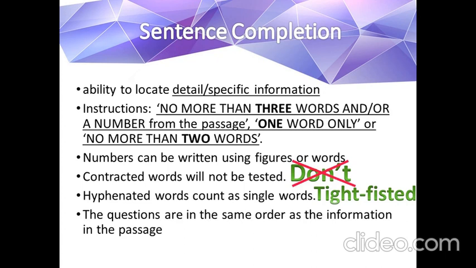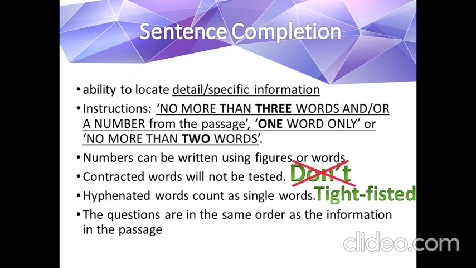Okay, numbers can be written using figures or words. That means you can write either the number 1 in written form or number 1 in a numeric form. This thing is really important. So contracted, shortened forms of the words will not be counted as a point. For example, the word don't won't be counted. So you need to write do not, and so on.